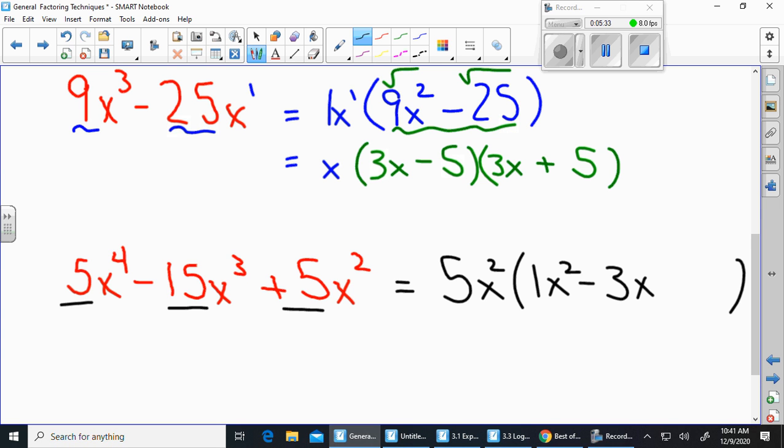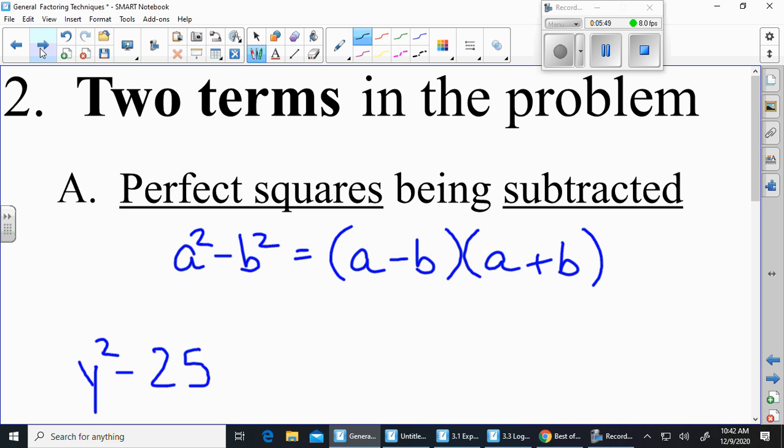I have 1 left. 5 divided by 5 is 1. I took 2 out. I got none left. So again, I could distribute, make sure it is the same thing. So 2 terms. What have we done with 2 terms?